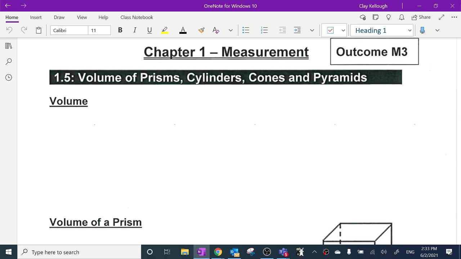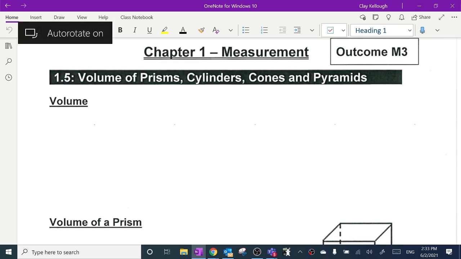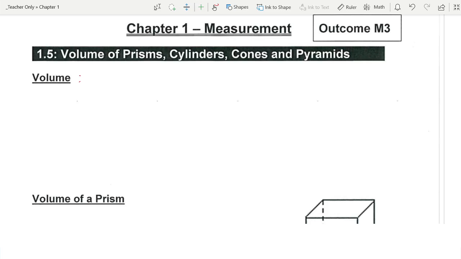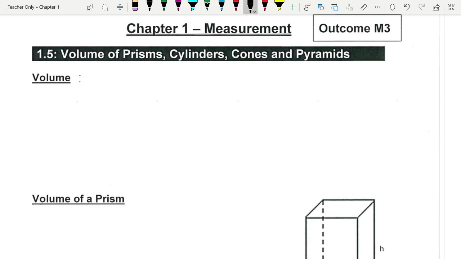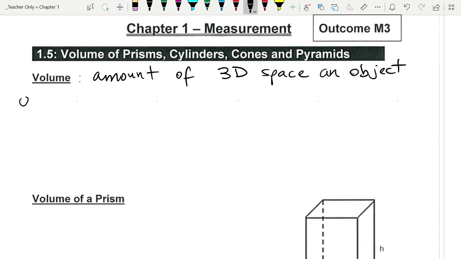First of all, what does volume mean? What's the actual definition of the term volume? Volume is the amount of three-dimensional space an object occupies. Okay, so there's the basic definition.